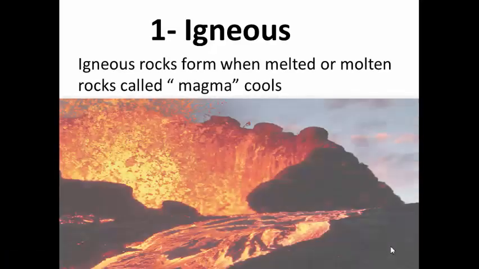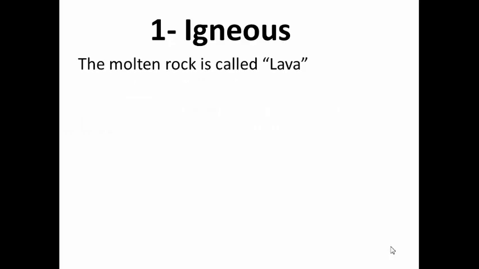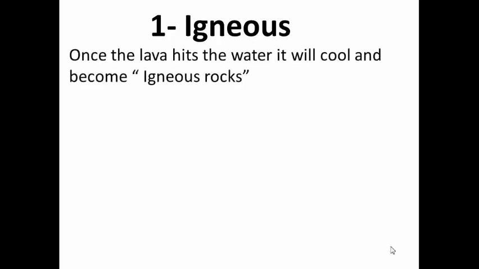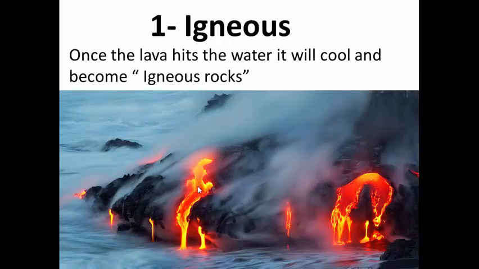Yes, we said that igneous rock comes from molten rock called magma. Right now we have the molten rock also called lava, another name for it. So once lava hits the water, do you remember this picture from the previous session? Yes, when the lava hits the water, what will happen? It will cool and change into what? I hear one of you, yes, perfect, igneous rocks, perfect.